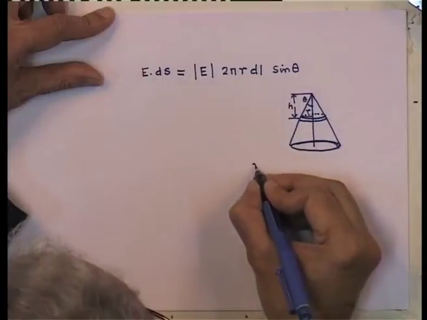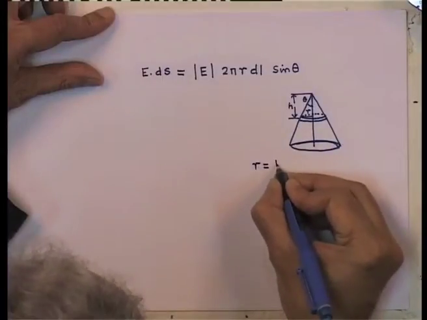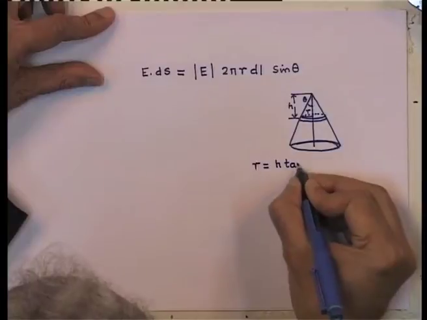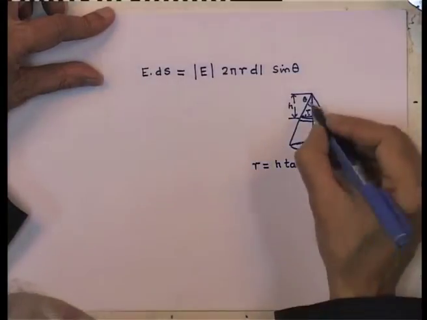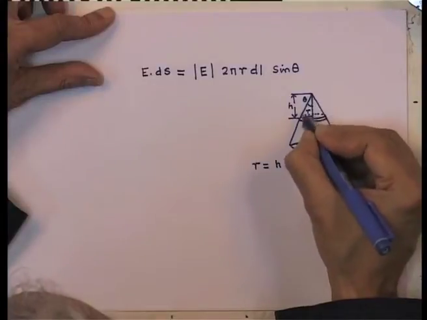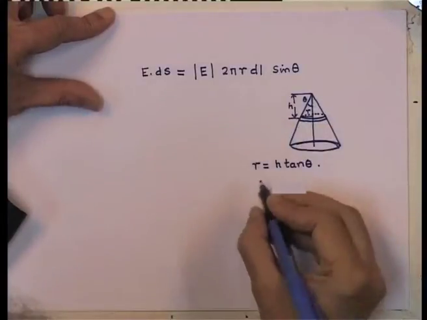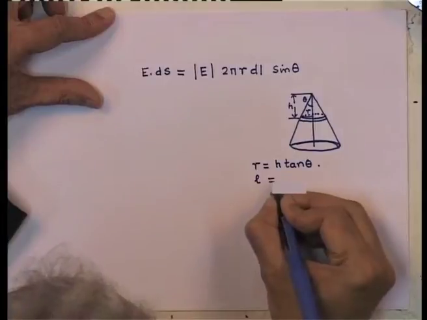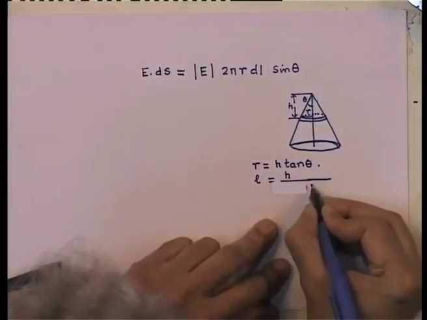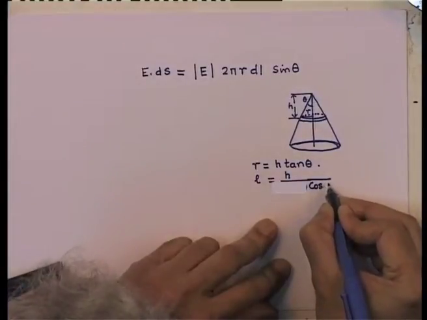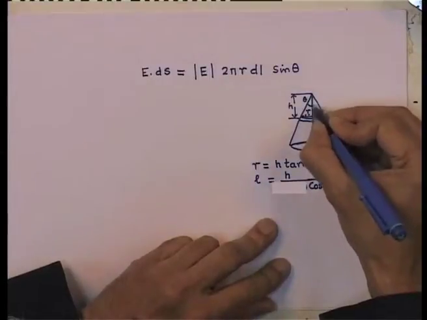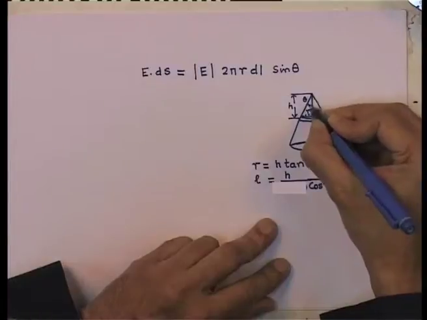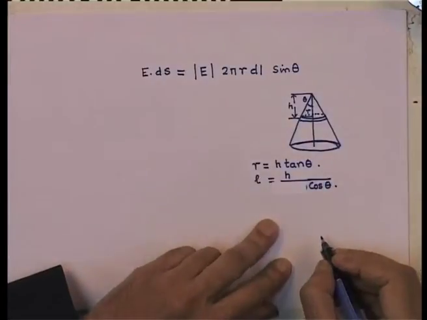So, r is obviously equal to h tan theta, and L, which is this length, is equal to h by cos theta, because this is h. So, L cos theta is h. So, it is h by cos theta.